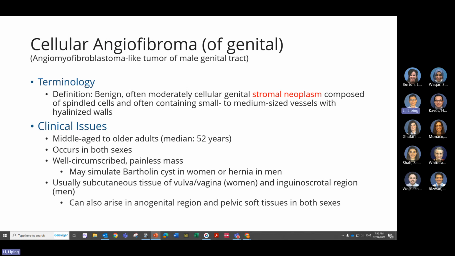moderately cellular genital stromal neoplasm composed of spindle cells and often containing small to medium-sized vessels with hyalinized walls. So for this entity, we have a lot of cells and then a lot of vessels, and these vessels are not big, small to medium size, and they also have hyalinized thick walls, just like deep angiomyxoma. For the clinical picture of this entity, it occurs in middle-aged to older adults, in both female and male, usually a well circumscribed, painless mass.